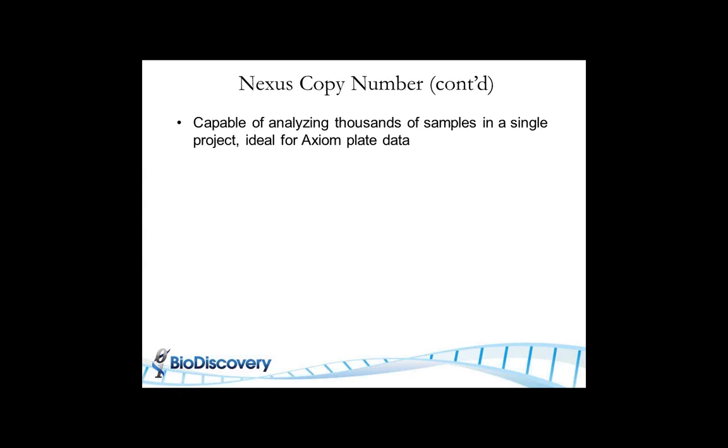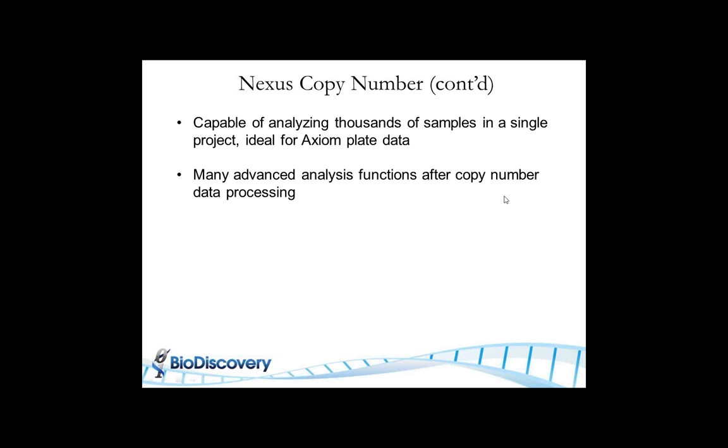The strength of the software, Nexus Copy Number, is that it can analyze thousands of samples in a single project. So it is ideal for Axiom plate data, as Mary Jo pointed out, where you can have 96 well or even 384. So the data you get is usually a large batch of data. You want to do that kind of large data analysis. So Nexus was designed to handle so many samples in a single analysis project.